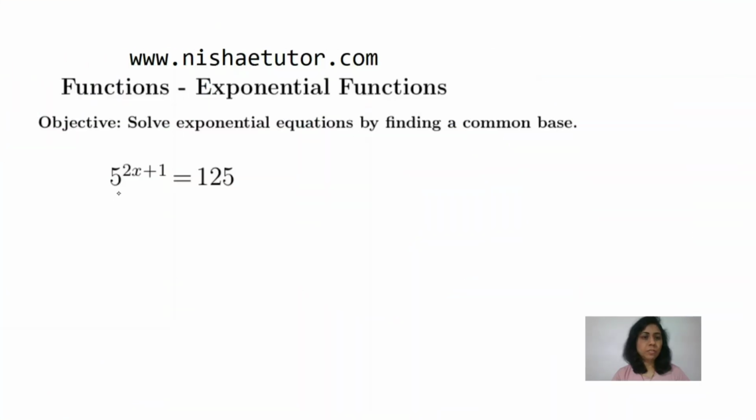Here is the question: 5 to the power 2x plus 1 is equal to 125. Whenever we solve this type of exponential equation, we have to make the same base and then exponents are equal. So 5 to the power 2x plus 1, write as it is.